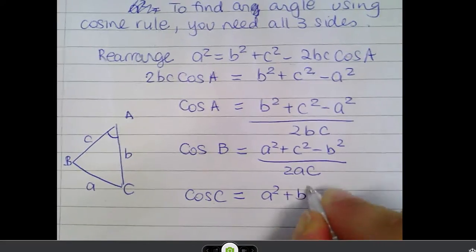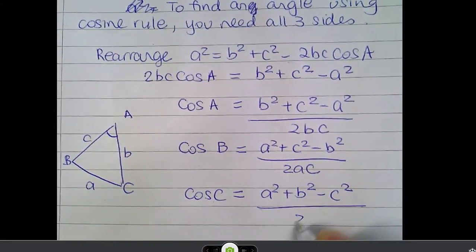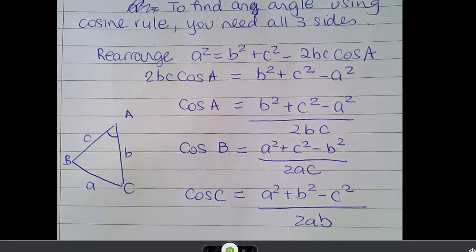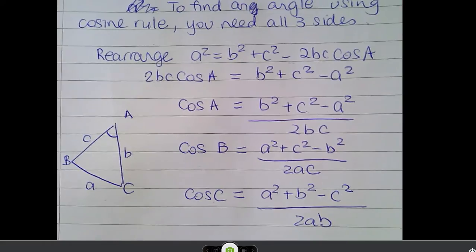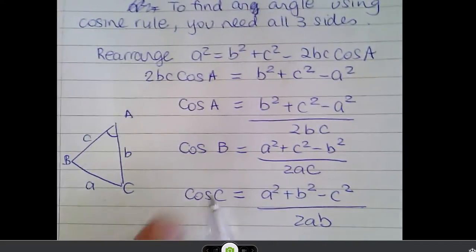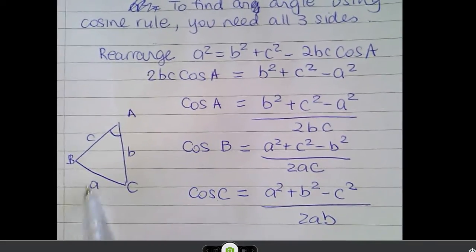a squared plus b squared minus c squared over the positive ones, 2ab. Okay? So with this rule, the one that you want, it's always the one that you're subtracting. Its opposite angle is the one that gets subtracted. So let's look at this.